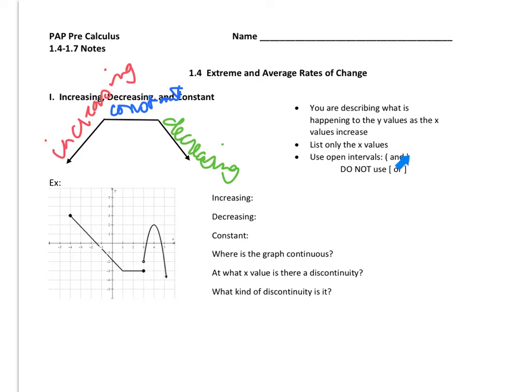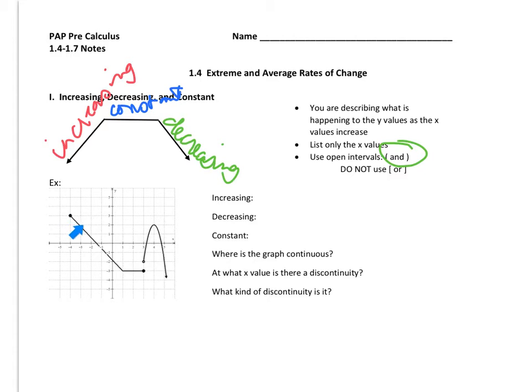I want you to use parentheses because when we do other things this year about limits later on at the end of the year, at one particular point, for example, right here, you can't say that the function is increasing or decreasing there because it's doing two different actions from the left and from the right. So you want to use parentheses on your increasing and decreasing. So let's take a look at the example.